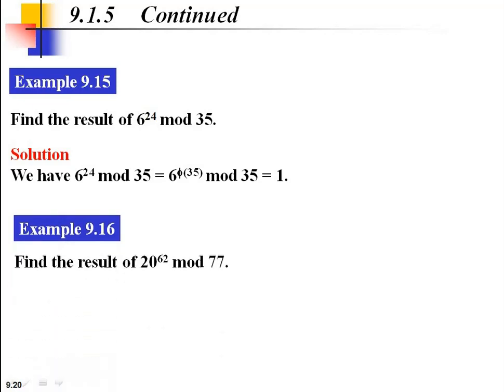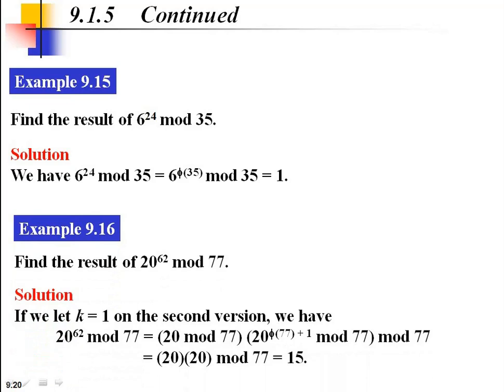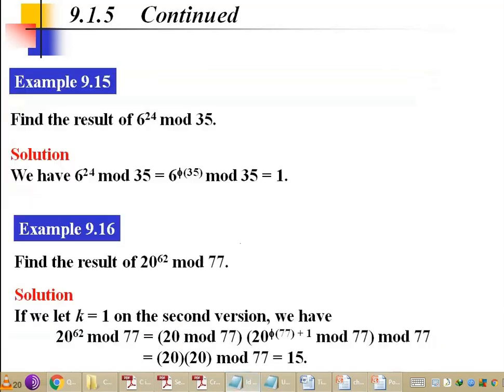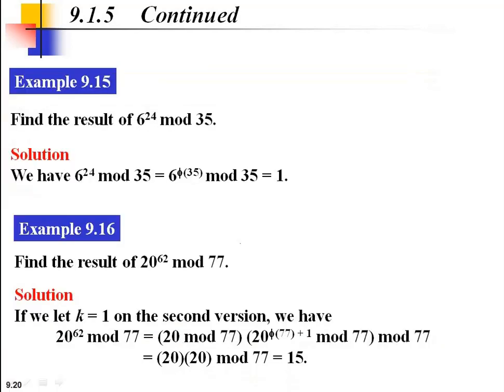One more example: suppose we need to calculate 20 to the power 62 mod 77. In this case, let us assume that k equals 1, and using the second version we have 20 to the power 62 mod 77. This can be split like this: 20 mod 77 and 20 to the power phi(77) plus 1 mod 77. So 20 into 20 mod 77, this is equal to 15.